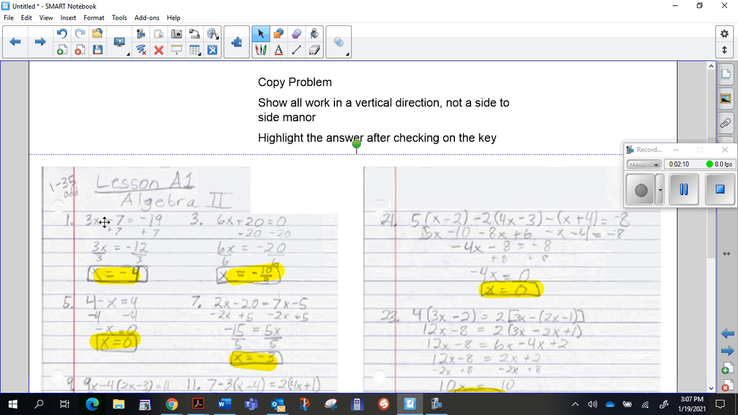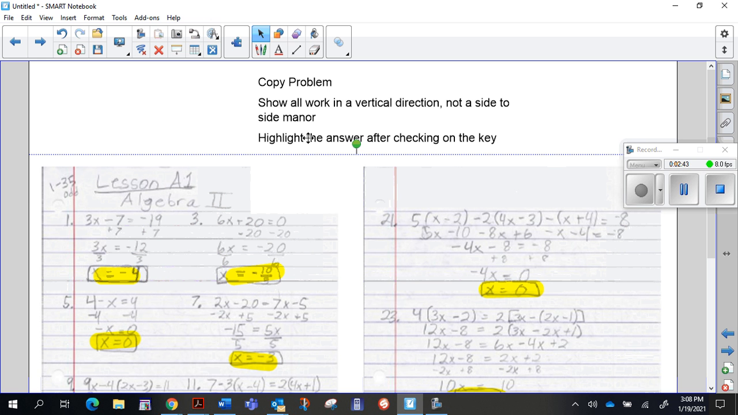This problem does not go and have the 7 added off on the side and then come over here and say 3x equals negative 19 equals negative 12 and then divide both sides by 3. That's working in a horizontal or a side-to-side manner. We want to see the 7 subtracted, then the 3x drops down and the 12 drops down. And the division by 3 and the division by 3, and boom, there's the final answer. We know you've checked the answer on the key because it's been highlighted.